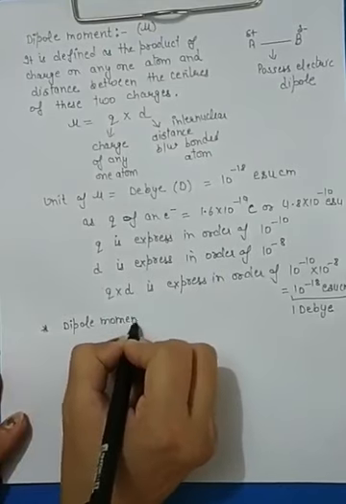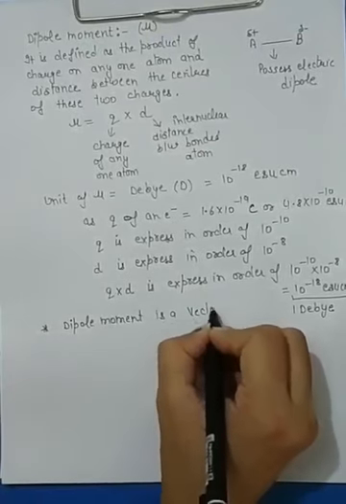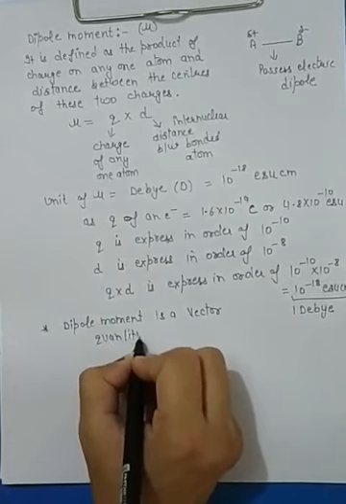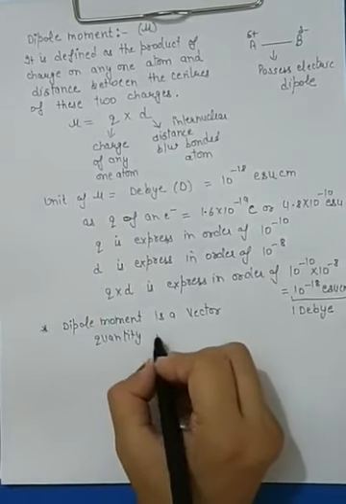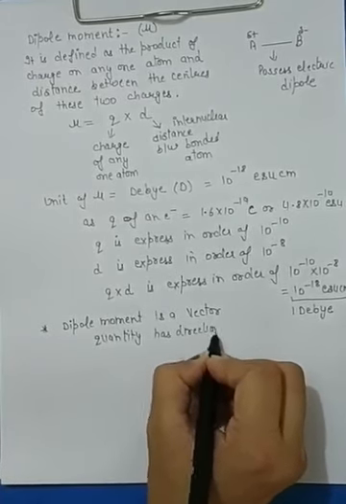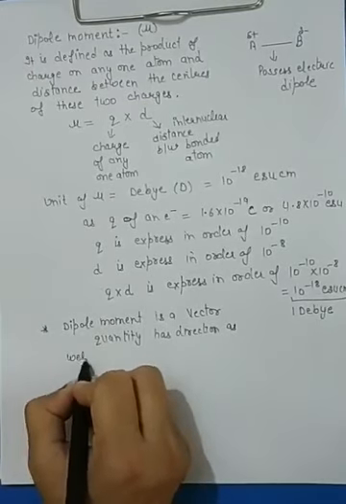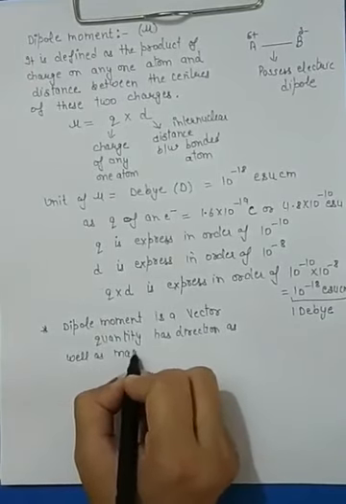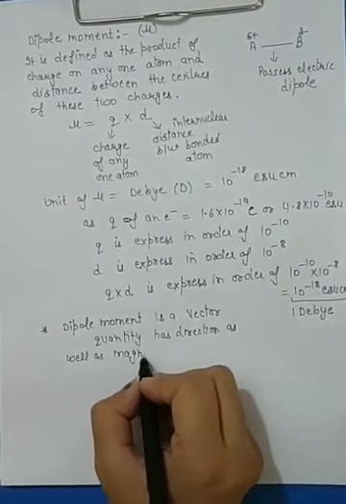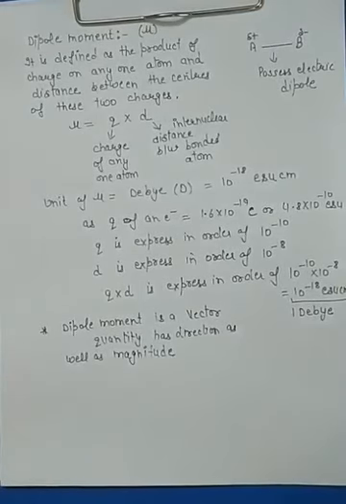This dipole moment is a vector quantity. It means it has direction as well as magnitude. It is pointed in a particular direction and also has magnitude.